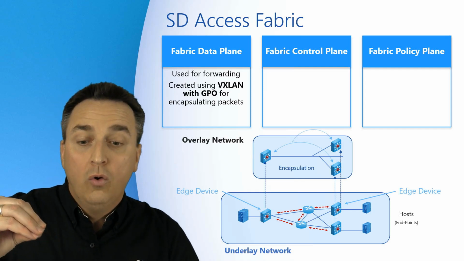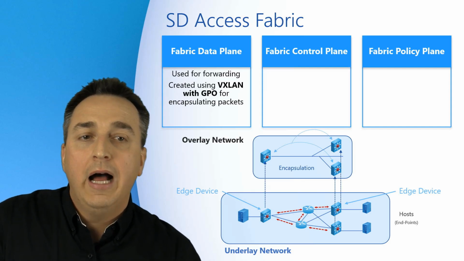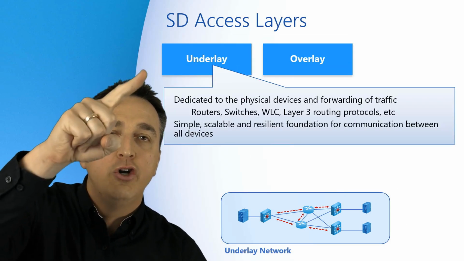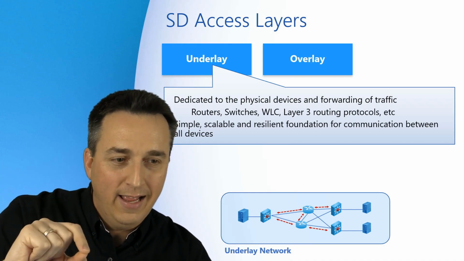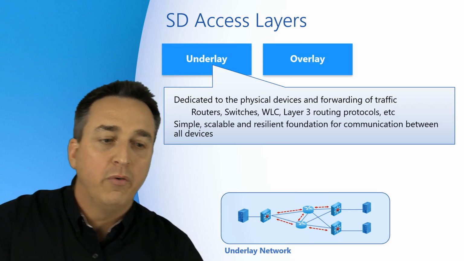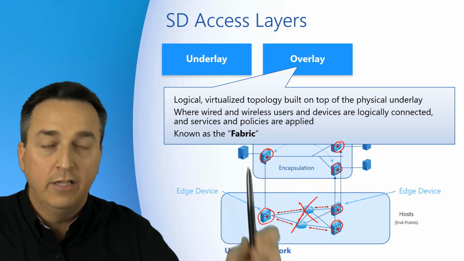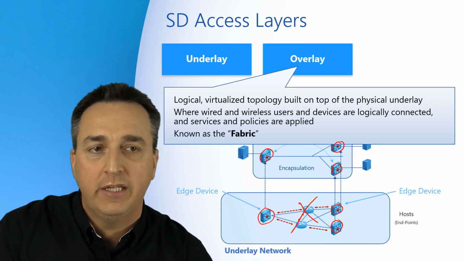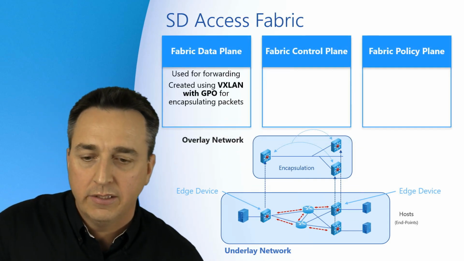Okay, now, Jeffrey, you said ISIS. ISIS would be used where? In the underlay. OSPF would be used in the underlay. EIGRP would be used in the underlay as an example. But remember, the term fabric goes with overlay. And so therefore, fabric data plane would be one of our overlay technologies. And that overlay technology is what? It is VXLAN in this case, right?